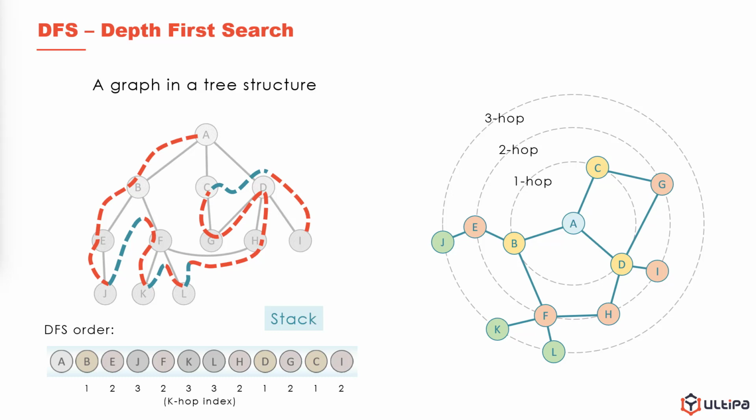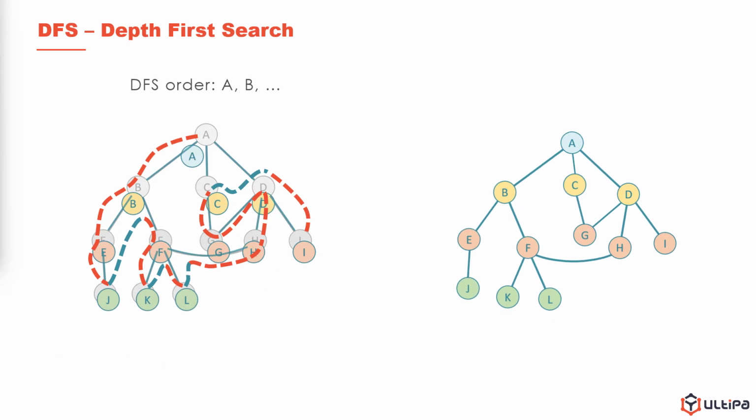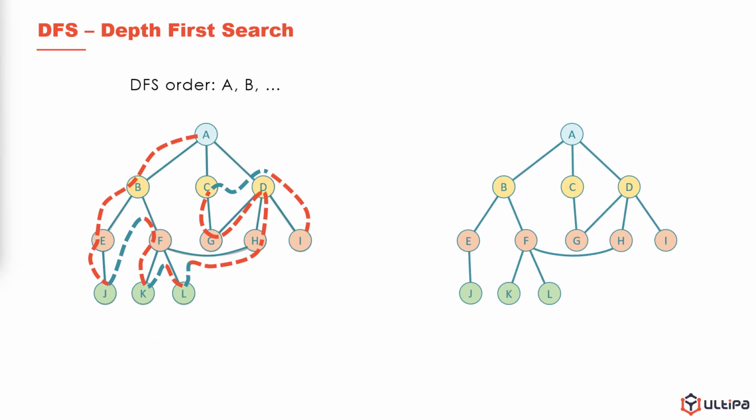A DFS order is subject to the priority of edges during traversal. Let's adjust the priority of edge and generate a different DFS order. This time, we explore the node C from the root.